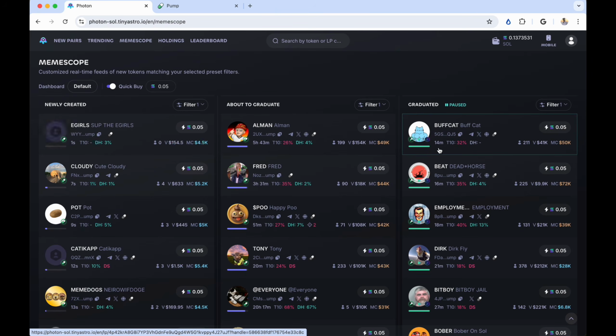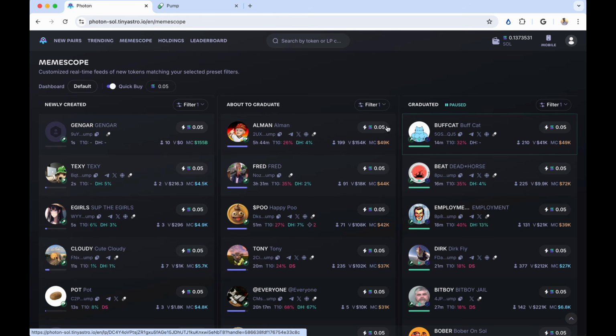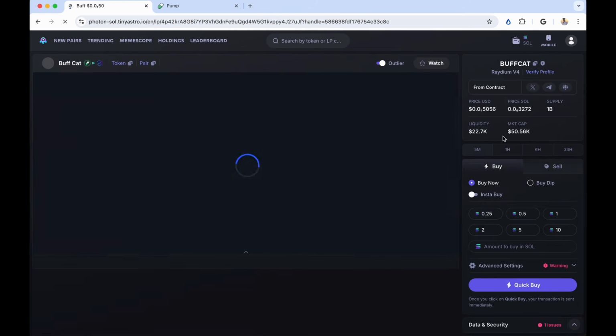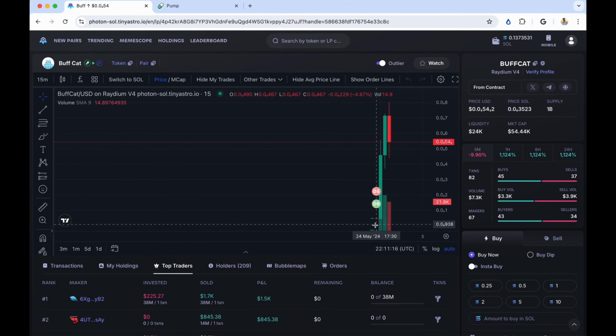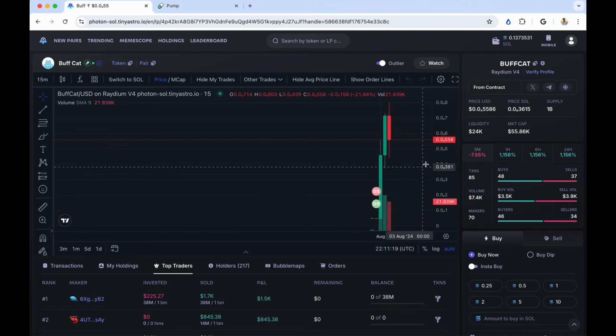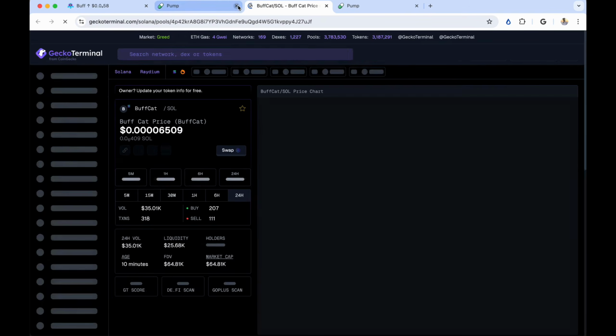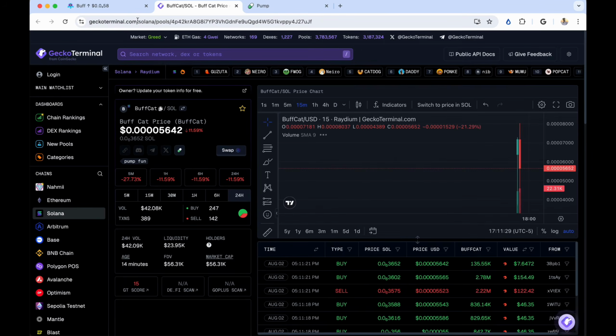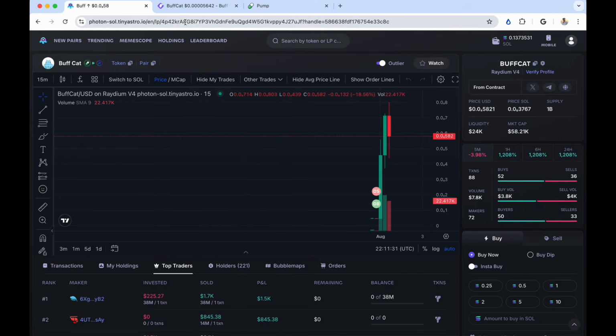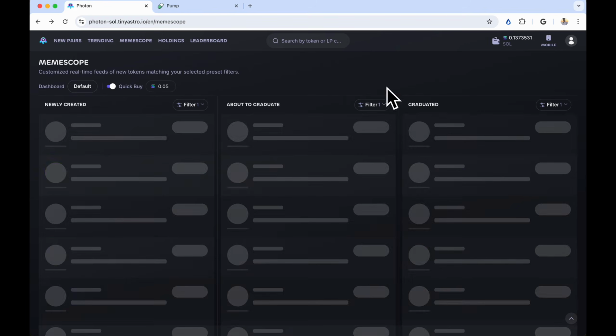So you can see Buffcat has been graduated for 14 minutes. What that means is that it's been on Raydium for about 14 minutes. Now, when I say been on Raydium, that means it has gotten a market cap large enough to be traded on Raydium. Okay, so if we go over to Raydium, right here, you can see this is how you get here. We can see the pool right here. I just want to click on that, and then you can see the coins right there. So there it is. So you can get coins that have just been created.